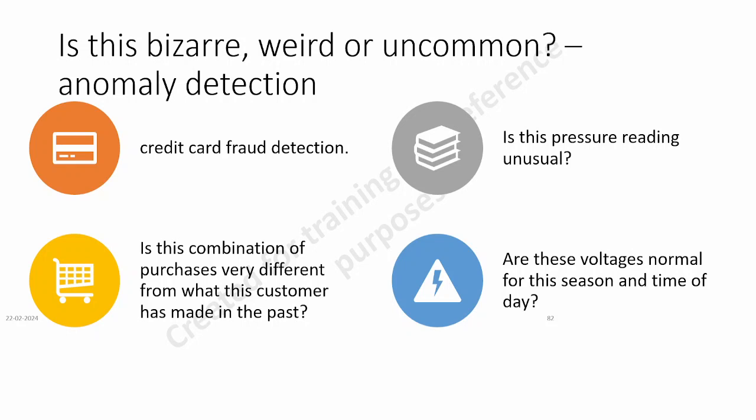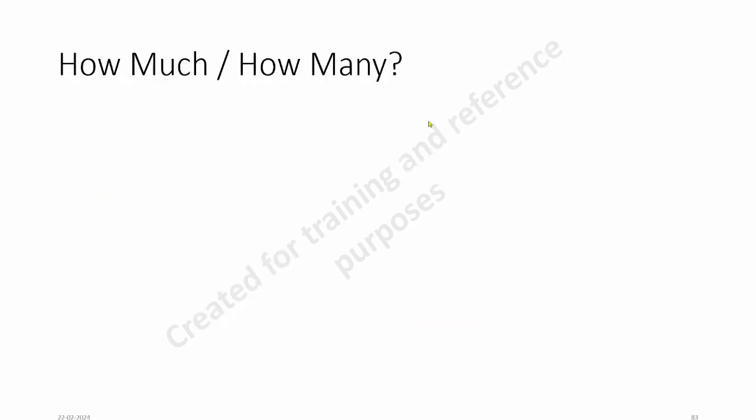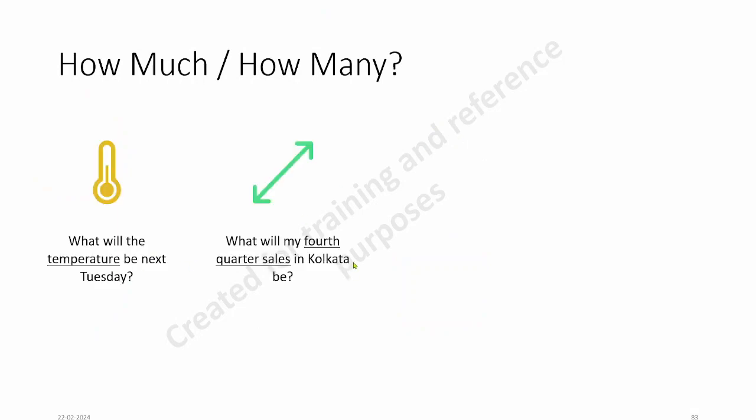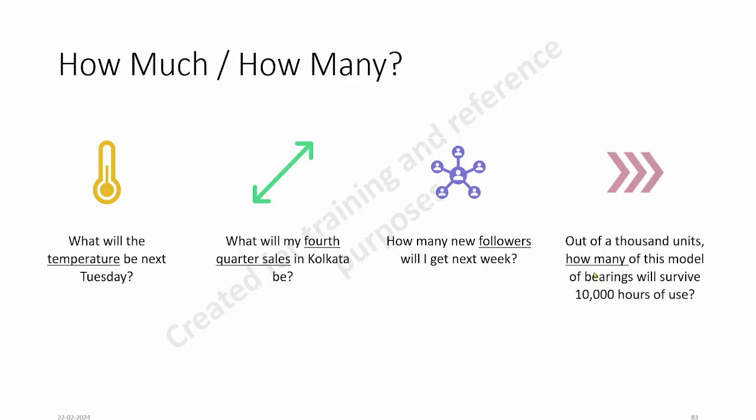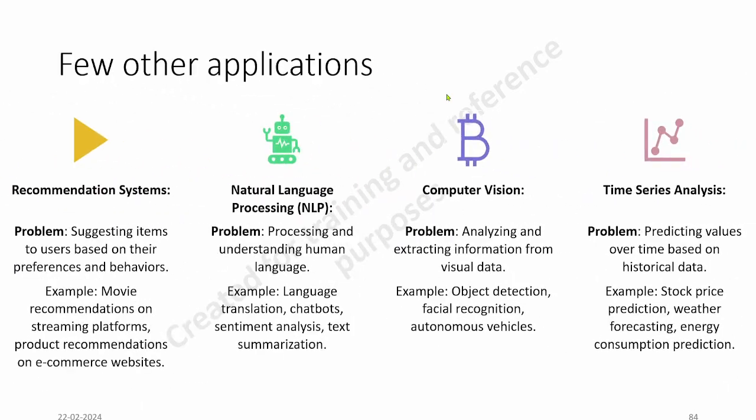Typically, I purchase between 100 rupees and 10,000 rupees, and then suddenly I'm making a purchase of, let's say, more than that. So that's anomalous here. How much or how many is a regression problem. What will the temperature be tomorrow? What will the sales be in the next fourth quarter in my Kolkata unit, or how many new followers am I going to get? Whenever you deal with numerical predictions, that's called how much or how many, in other words, a regression problem.